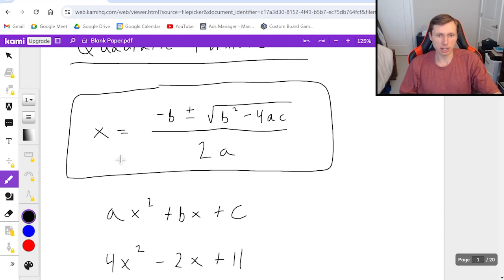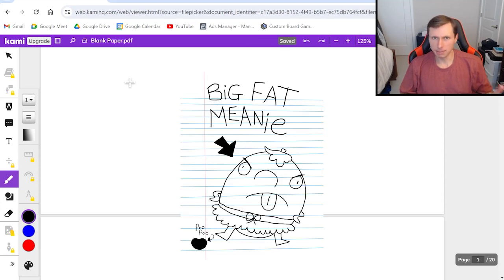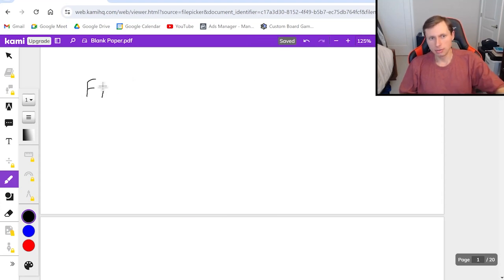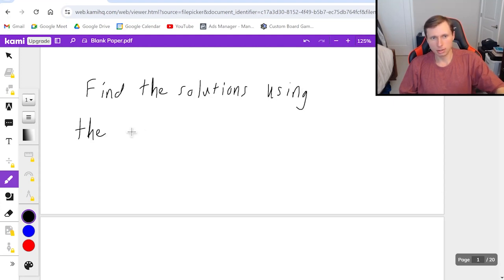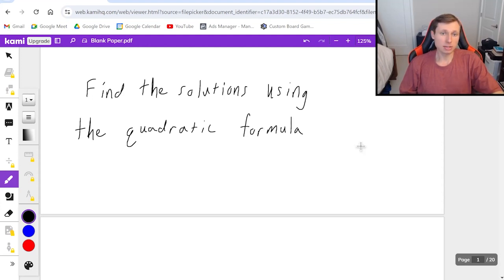Now the next question, when do I use this formula? There's two reasons why you would use it. Number one, your teacher's a big fat meanie, and she's asking you, find the solutions using the quadratic formula. So that's the first case.